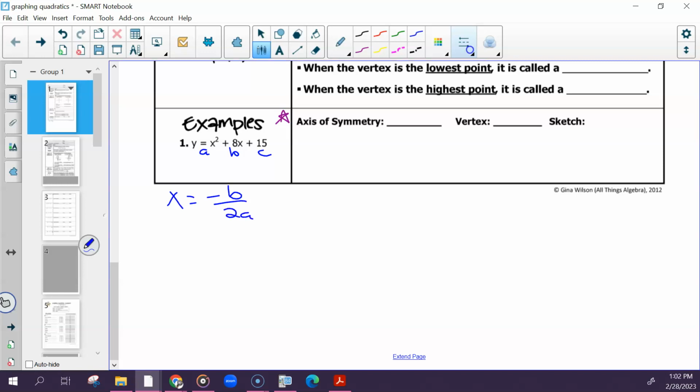So you would take your b value, your 8, make it negative, and put that over 2 times, what's your a value? 1. And then simplify. So whether by hand or in your calculator, doesn't matter. We have negative 8 over 2, which simplifies to be... So our axis of symmetry would be x equals negative 4.